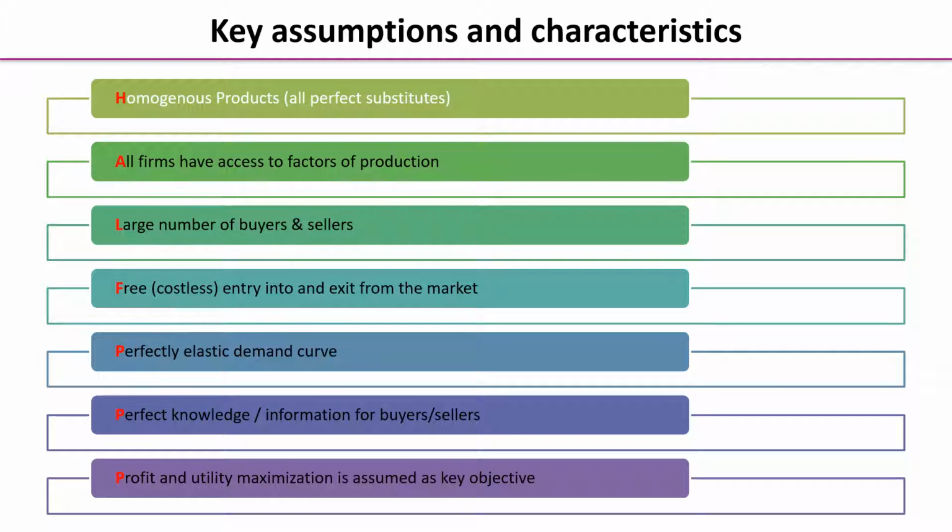or exit at all. The demand curve for the individual firm in this world is perfectly elastic, and buyers and sellers are assumed to have perfect information, and economic agents are assumed to be rational. So that means that firms will be profit maximizers and consumers will be utility maximizers.